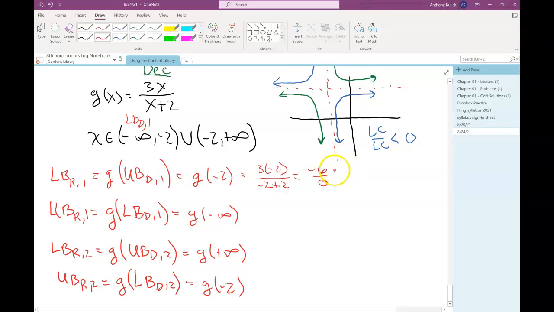So this is really telling me infinity when I'm dividing by 0. And since we're talking about a lower bound, what type of infinity do we have? Negative infinity.